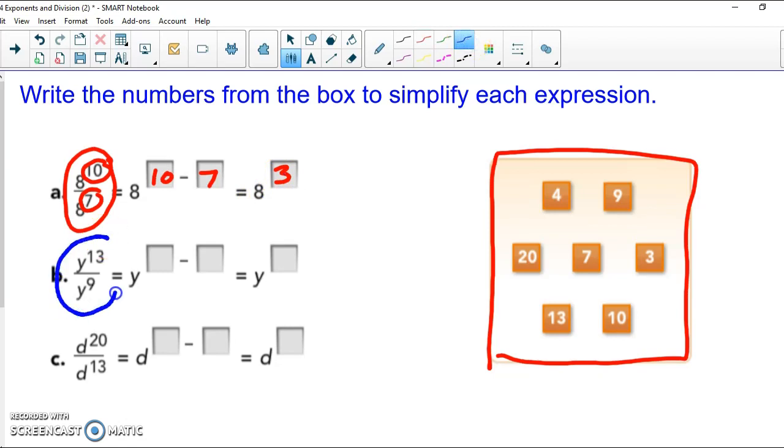On letter B, I have y to the 13th divided by y to the 9th. My base stays the same, and I subtract my powers. 13 minus 9, which is 4. So the simplified way to write this is y to the 4th power. And finally, on letter C, d to the 20th divided by d to the 13th power. My base stays the same. I subtract my exponents from top to bottom. 20 minus 13 is 7. So I can rewrite this as a simplified expression of d to the 7th power.